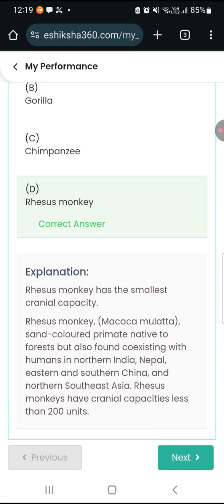Rhesus monkey, Macaca mulatta, is a sand-colored primate native to forest but also found coexisting with humans in northern India, Nepal, eastern and southern China, and northern Southeast Asia. Rhesus monkeys have cranial capacities less than 200 units.